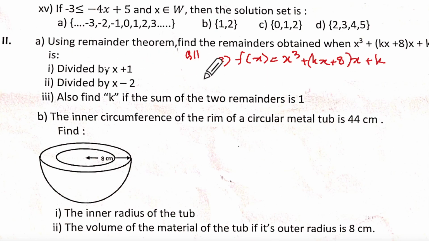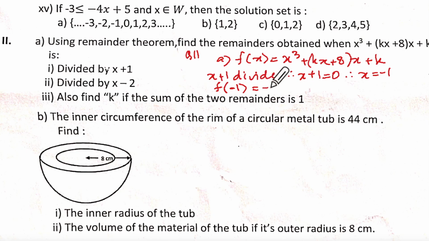When divided by x plus 1, I want you to write these statements. Don't just say x equal to -1 directly, okay? You have to write this and then you'll say x equal to -1. And then you will write f of -1. Okay, and then you know how to proceed. Come on, do this on your own.